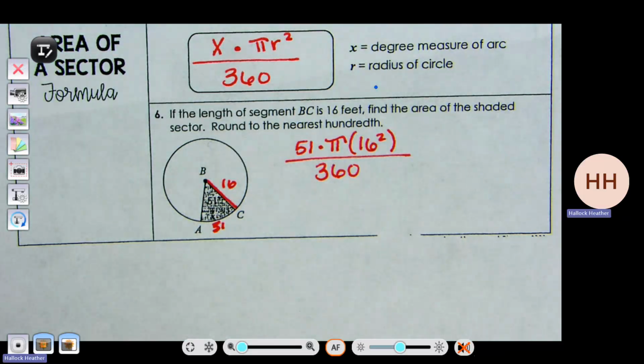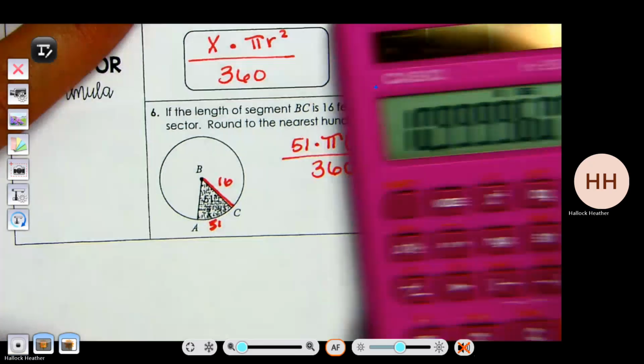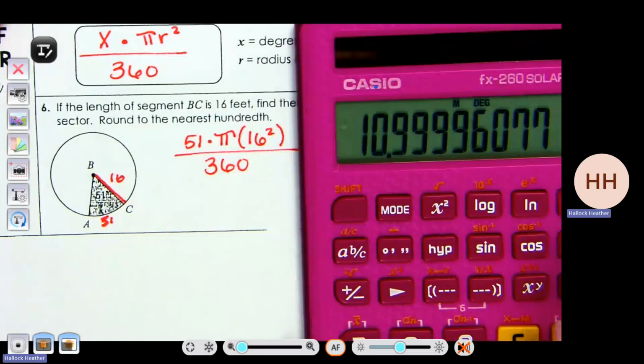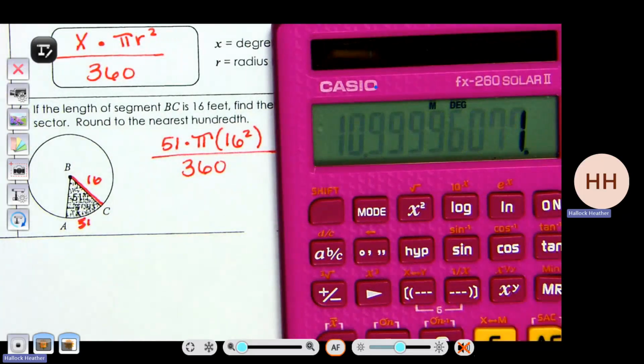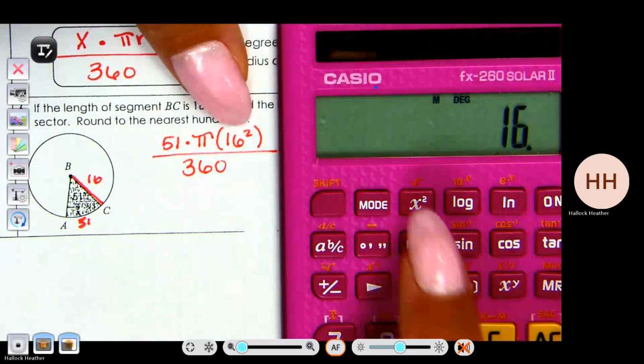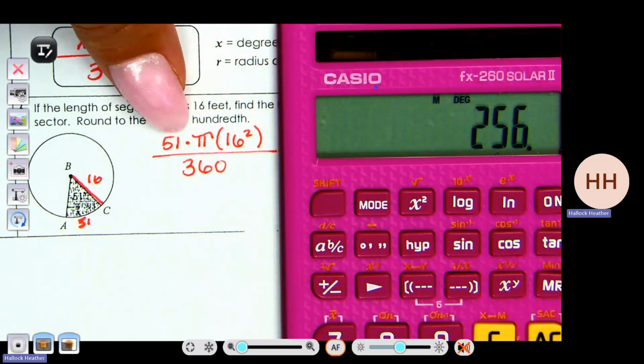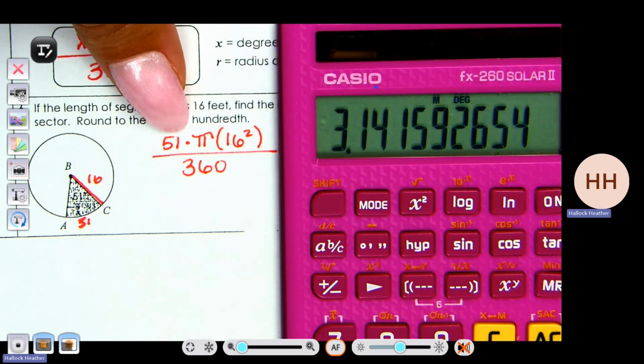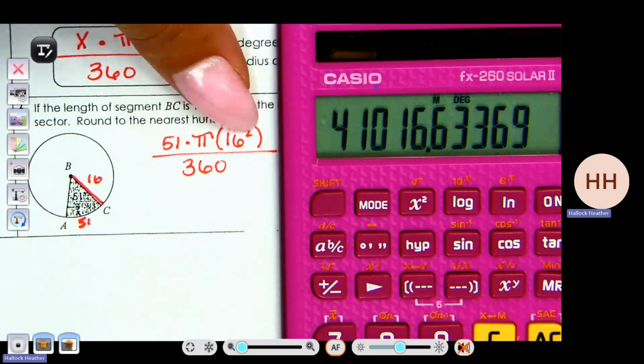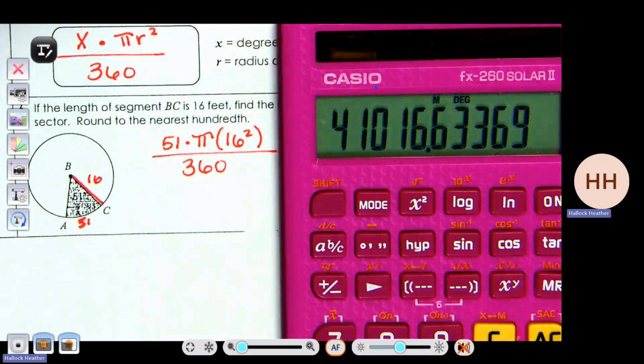So we're gonna plug this into the calculator. What are you gonna have to do first? 16 squared. So do the 16 squared first, exponents first. PEMDAS for life. We're gonna multiply the top two other things all together. So times 51 times pi. It doesn't really matter the order that you're multiplying it in. And then when you're done multiplying in the top, you're dividing by 360.